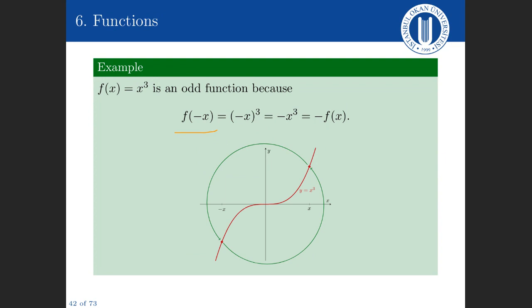Next, I want to show that this function is an odd function. If I want to show that it's odd, I need to start with f of minus x for any number x. I put the formula in, here it's minus x, all cubed, which I can rearrange to minus x cubed, or minus f of x. We have that f of minus x and minus f of x are the same. So this is an odd function.